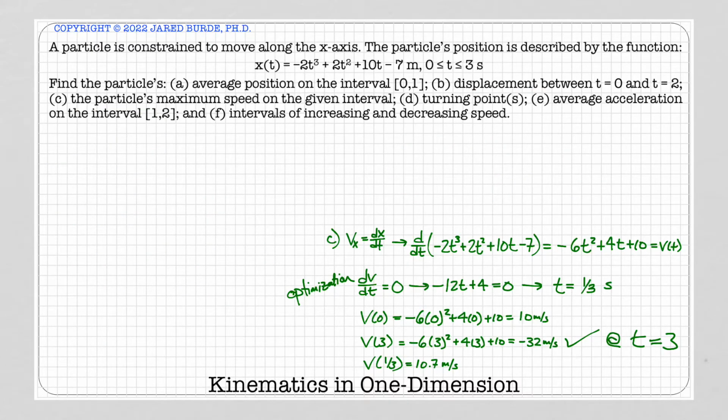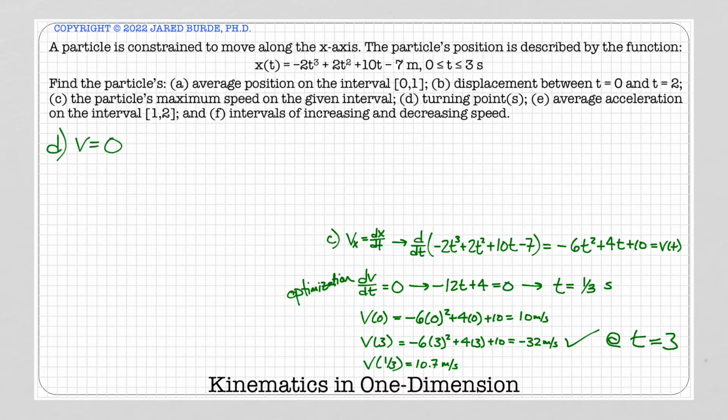The next thing that I want to find are the turning points. The turning points are where the particle turns around, changes direction. So in this situation, what I want to do is figure out where the particle is not moving left or right, but rather where the particle is motionless. So my turning points are going to be where velocity equals 0.